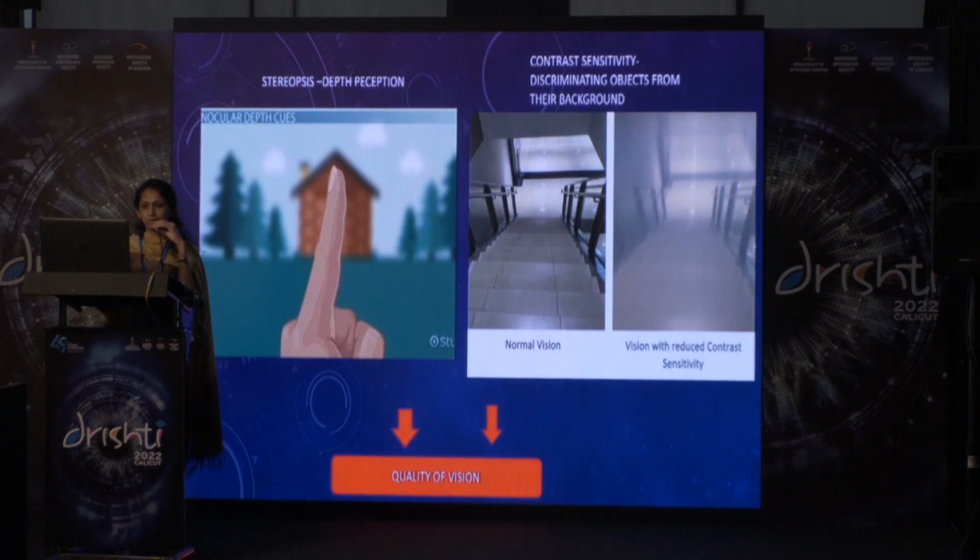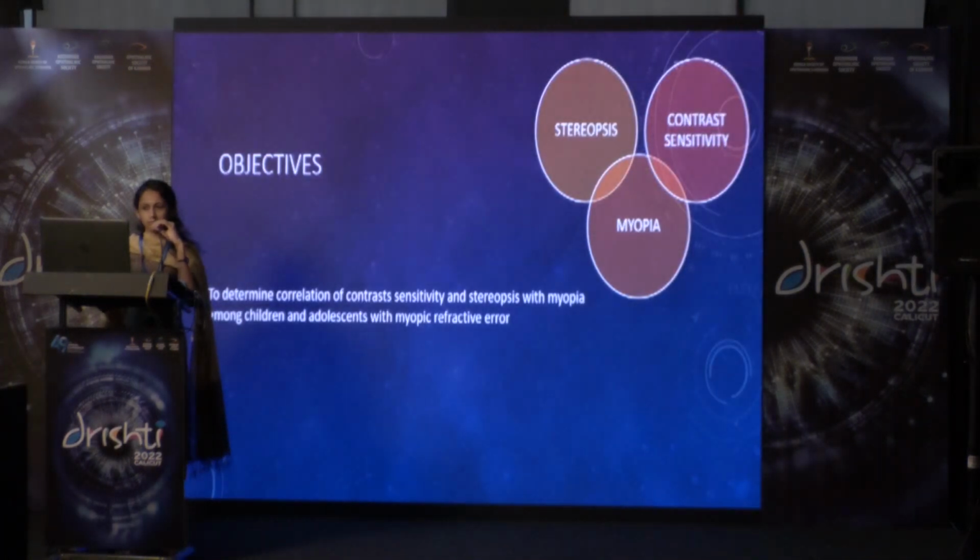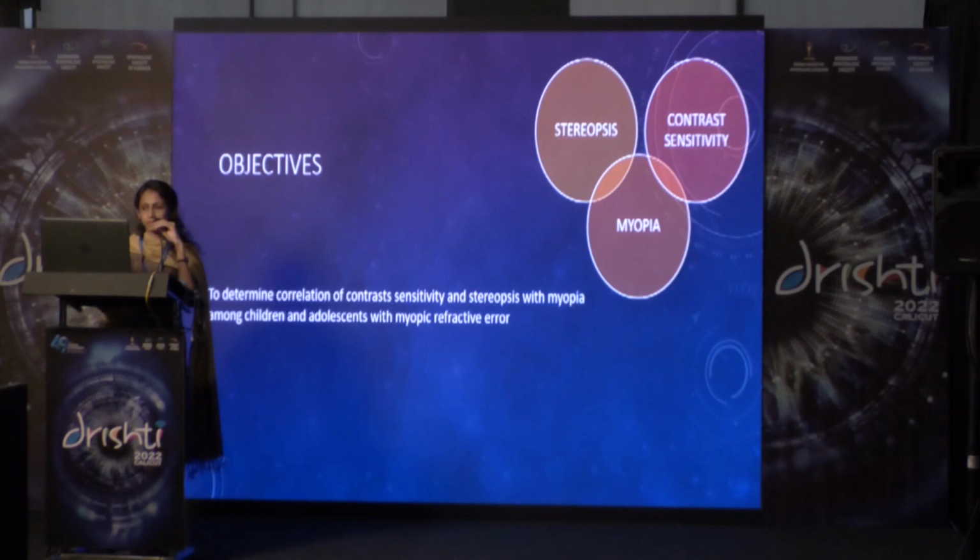Stereopsis, owing to its contribution to depth perception, and contrast sensitivity, for discriminating objects from their background, are both very important in determining the quality of vision in an individual. Hence, the objective of my study is to determine the correlation of contrast sensitivity and stereopsis with myopic refractive error among children and adolescents with myopia.